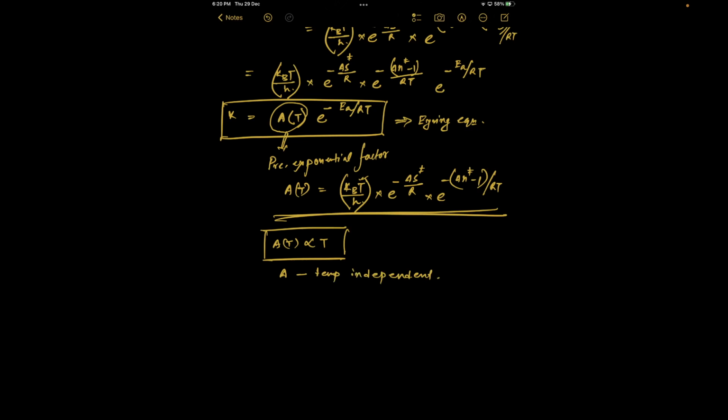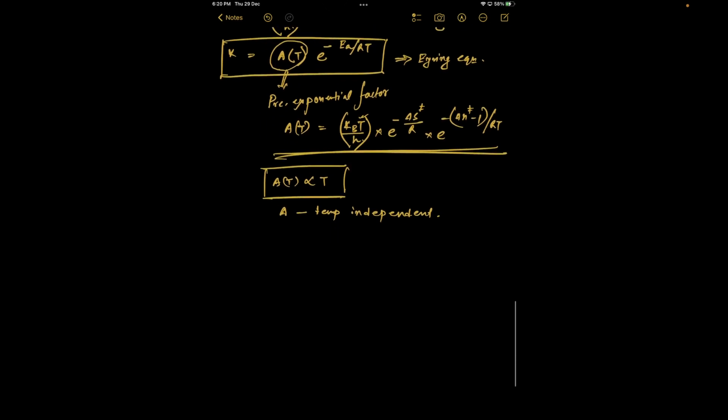Here delta S double dagger is the entropy of activation. That means the entropy corresponding to the activated complex minus the entropy of reactant molecules. Delta N double dagger, we know that it is the molecularity difference, that is the number of molecules in the activated complex minus the number of reactant molecules. Now let's say in some numerical questions you are asked about bimolecular reactions.